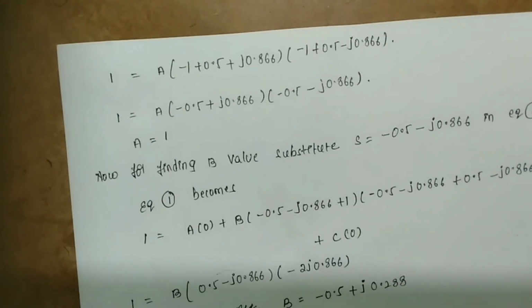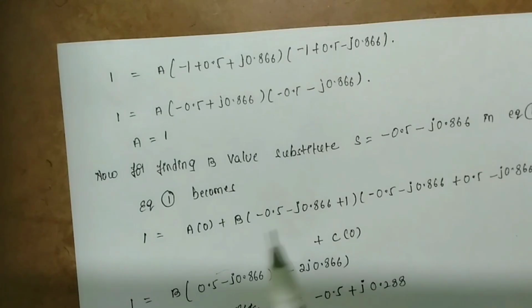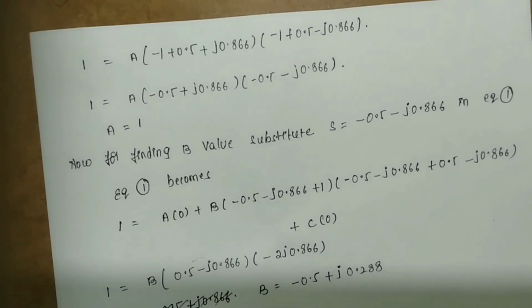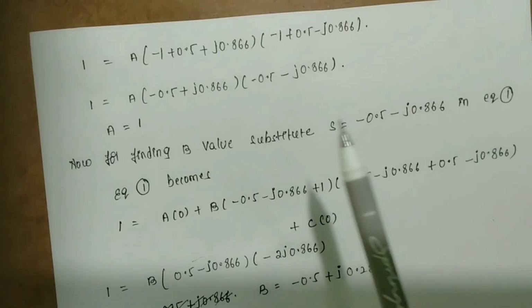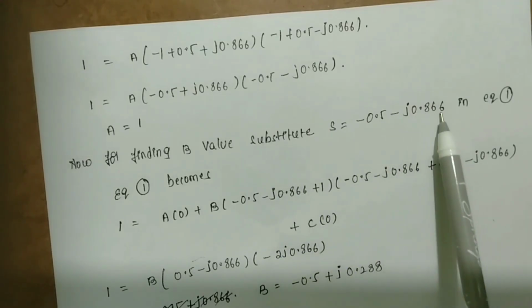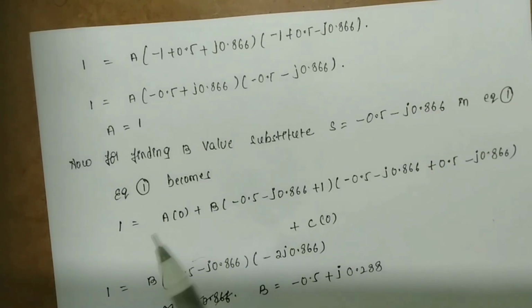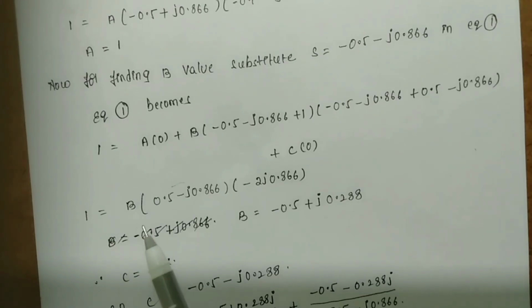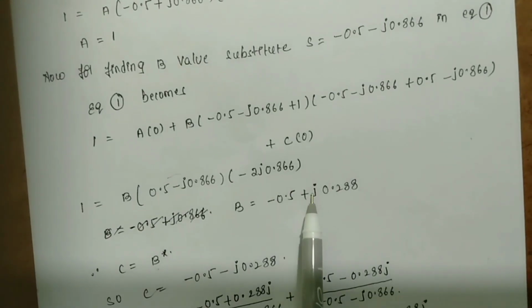After substituting the minus 1 value, I got the a value equal to 1. Now, similarly, to find the b value, you have to take such a value of s so that the a value and c value should be equal to 0. So the value of s is equal to minus 0.5 minus j into 0.866, from the previous equation. I have substituted that value, so that I got the value b equal to minus 0.5 plus j into 0.288.